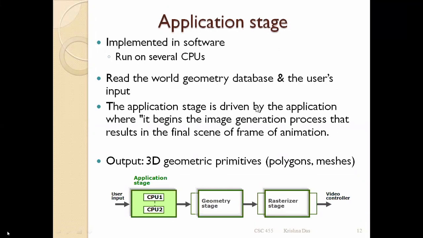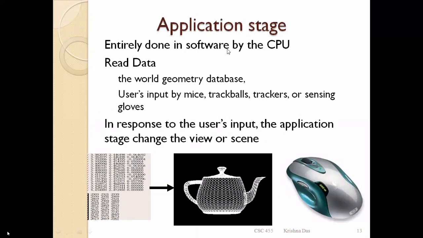The application stage is driven by the application, where it begins the image generation process that results in the final scene or frame of animation. Usually you get geometric primitives in 3 dimensions, like polygons or mesh, where multiple small primitives create a shape. Those are the model that we are going to create, right? Then the first process is the modeling transformation, so that we take the individual model, done by the software.